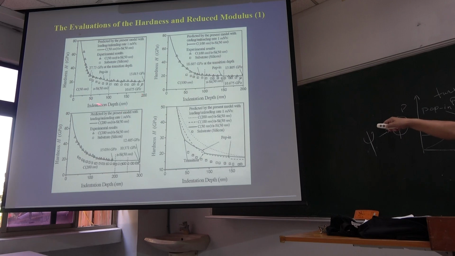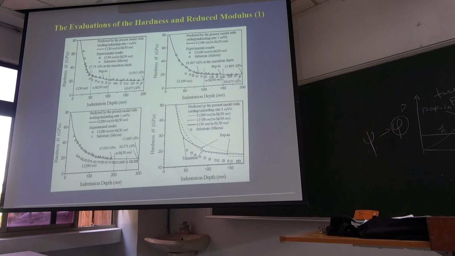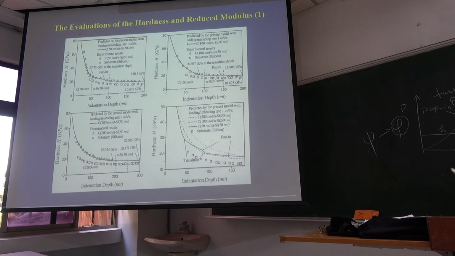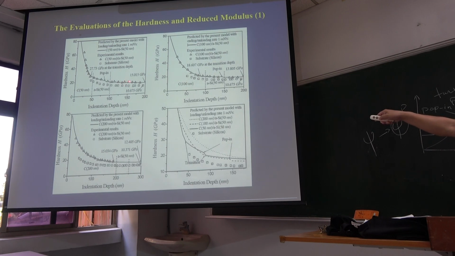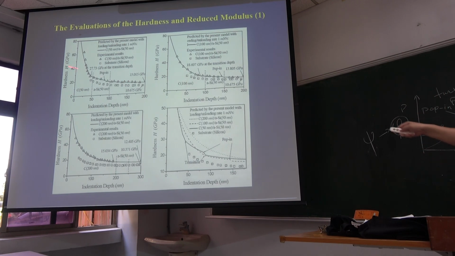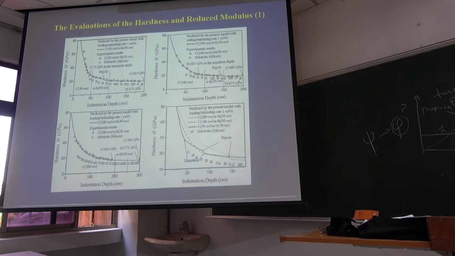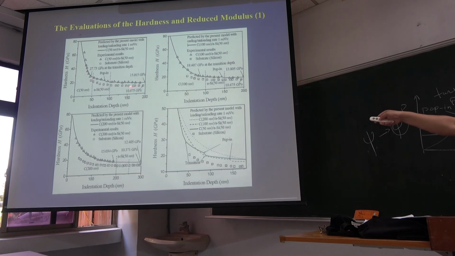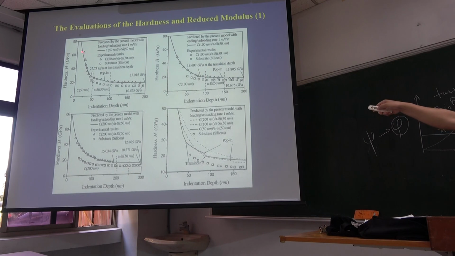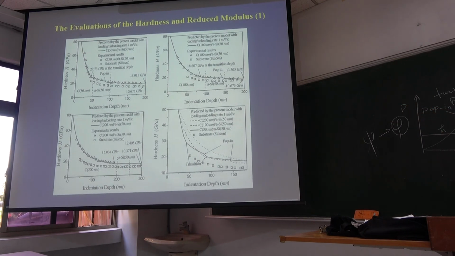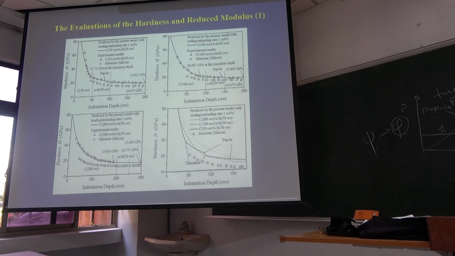Evaluated at different indentation depths. First, the square data here. The square data are just the substrate material without any coating film. Here we have shown the substrate material without any coating film. The triangle is just the substrate coated with the thin film layer.